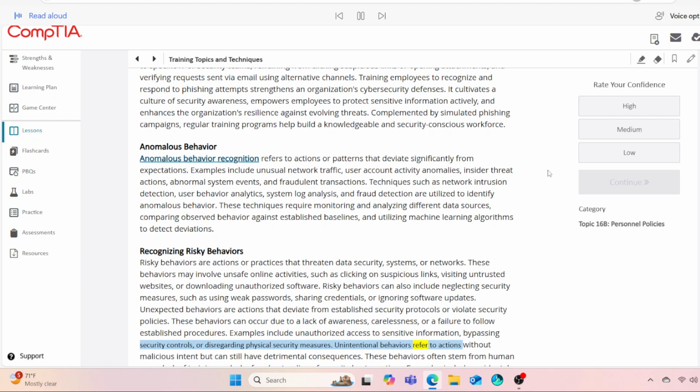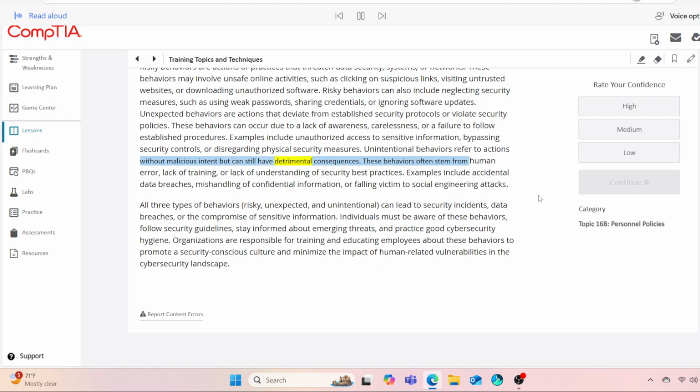Unintentional behaviors refer to actions without malicious intent, but can still have detrimental consequences. These behaviors often stem from human error, lack of training, or lack of understanding of security best practices. Examples include accidental data breaches, mishandling of confidential information, or falling victim to social engineering attacks.